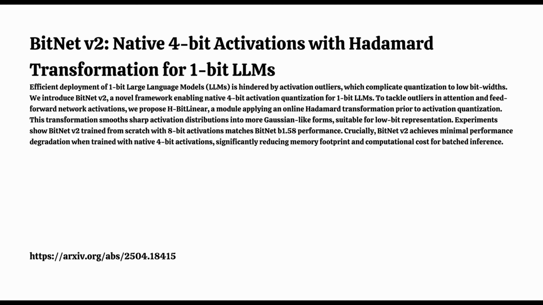Okay, so our mission today is to figure out how BitNet v2 deals with these outliers to actually use native 4-bit activations. This sounds like it could be a significant step for efficiency. It really could be. They even reference Feynman's "Plenty of Room at the Bottom," hinting at this move towards smaller, more efficient computation. Love that connection. So let's start maybe with the basics. What are these 1-bit LLMs and why the push towards them?